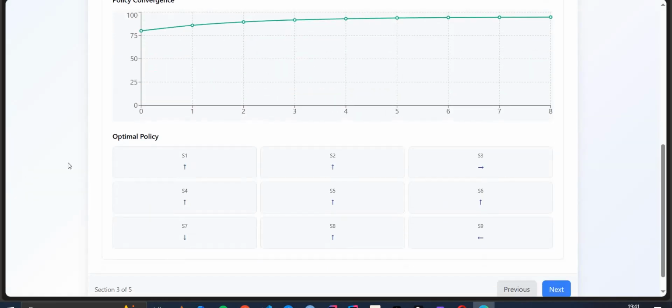And just below that, you can see the grid of optimal actions, like arrows pointing up, down, left, or right for states S1 through S9. Each arrow shows the best move from that state under the final policy. So policy iteration doesn't directly compute values. It refines policies through repeated evaluation and improvement.